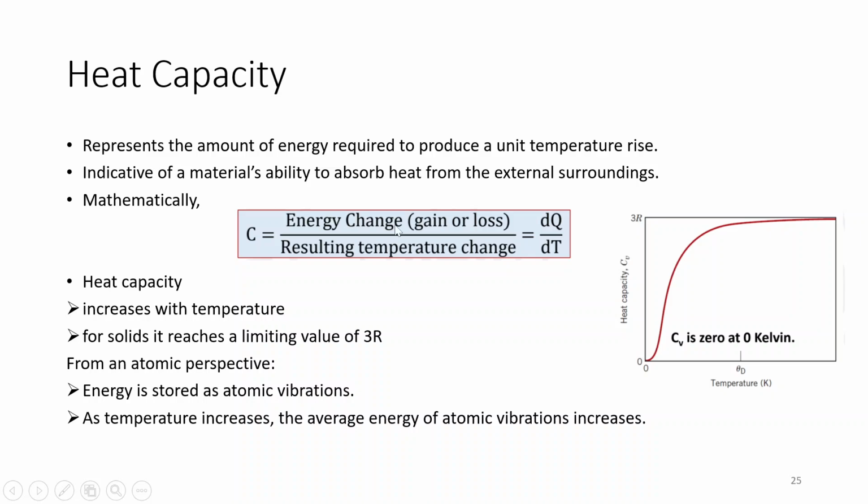Mathematically, energy change, gain or loss, dq, divided by resulting temperature change, dt. So heat capacity increases with temperature. As you can see, as the temperature keeps on increasing, the heat capacity is increasing. And for solids, it reaches a maximum value of 3R. R is the gas constant. And from an atomic perspective, energy is stored as atomic vibrations, and as temperature increases, the average energy of atomic vibrations also increases.